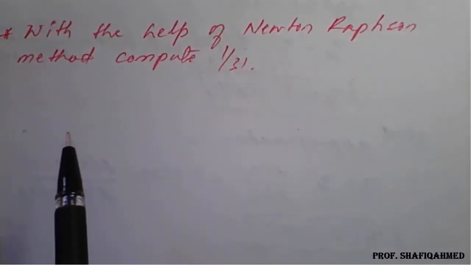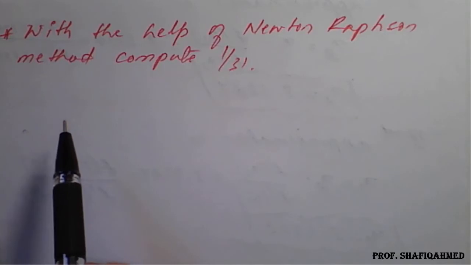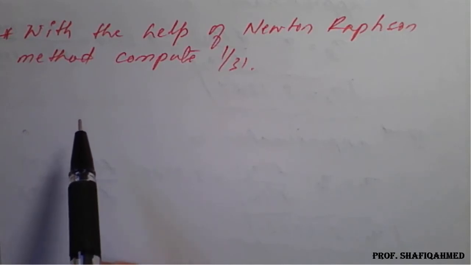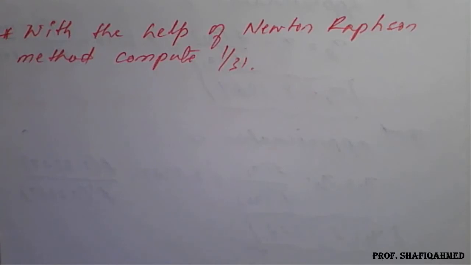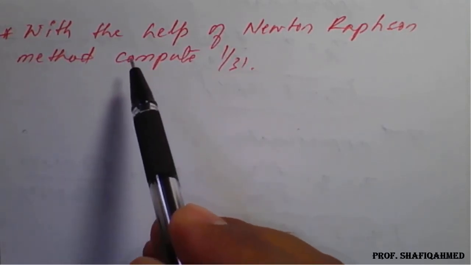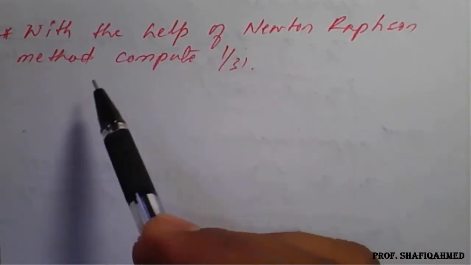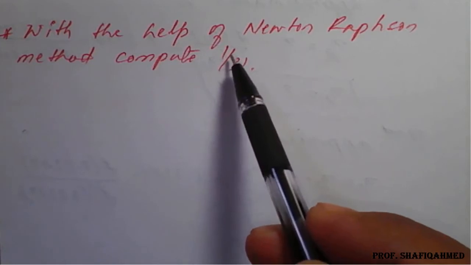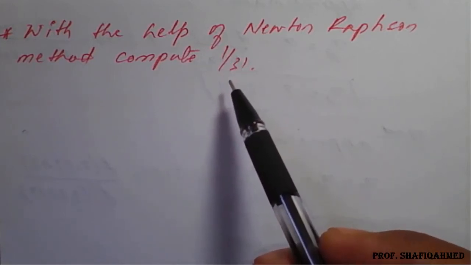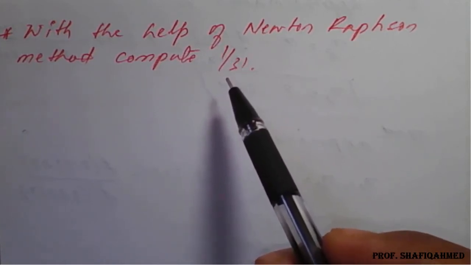Hello students, in today's lecture we'll see a problem on Newton-Raphson method. The problem is: with the help of Newton-Raphson method, compute 1 upon 31. We'll see the solution here.